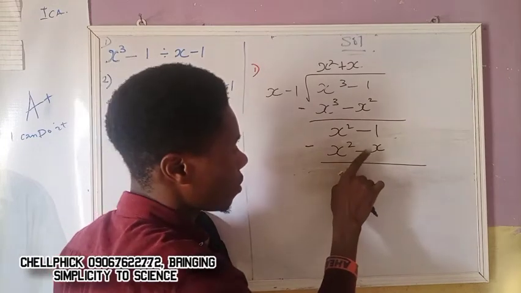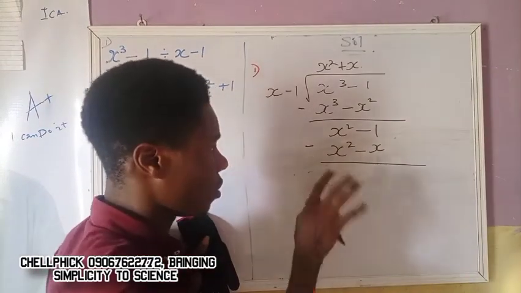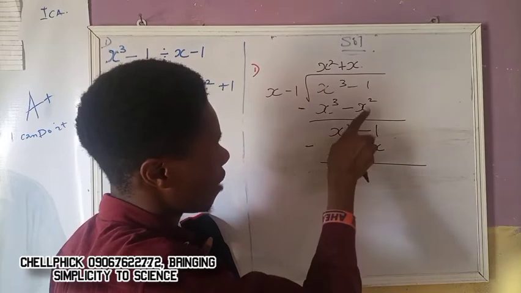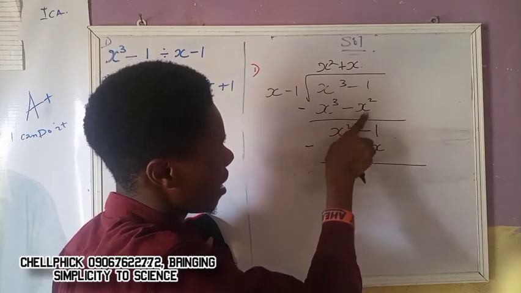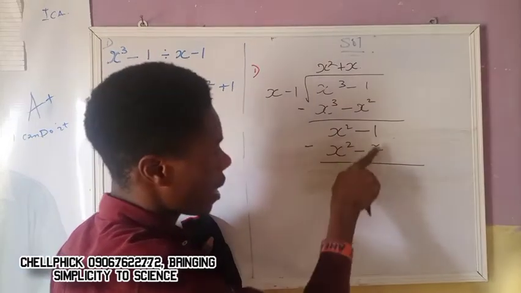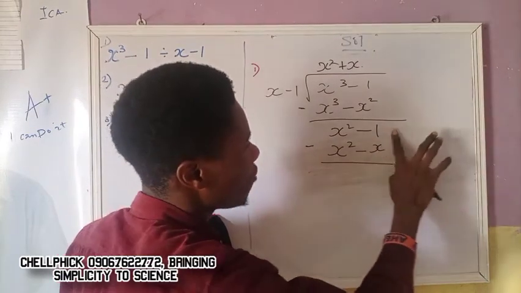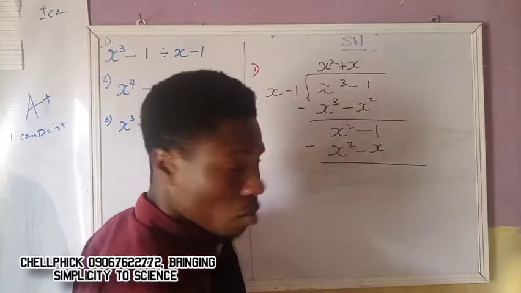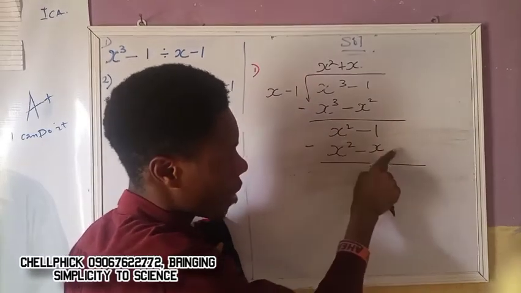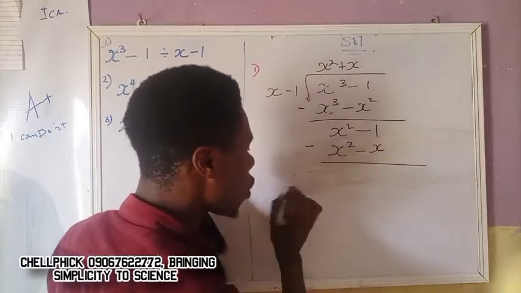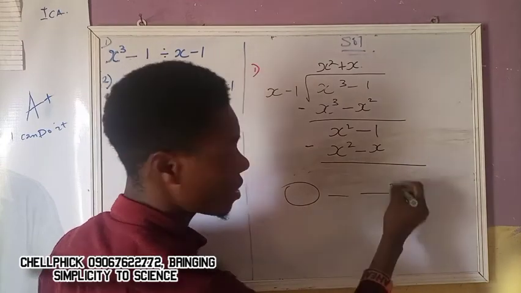I'm focusing on the letter because arranging might be tough for you. But just look at it. When I get to here and here, I focus on the letter first. So when I get to here too, I will focus on this letter first. Do you understand? So look at it. I don't have any other x here. Do you have any x here? No. x squared and x squared, they are like terms, but I don't have like terms of this x here. So I will say nothing minus x.